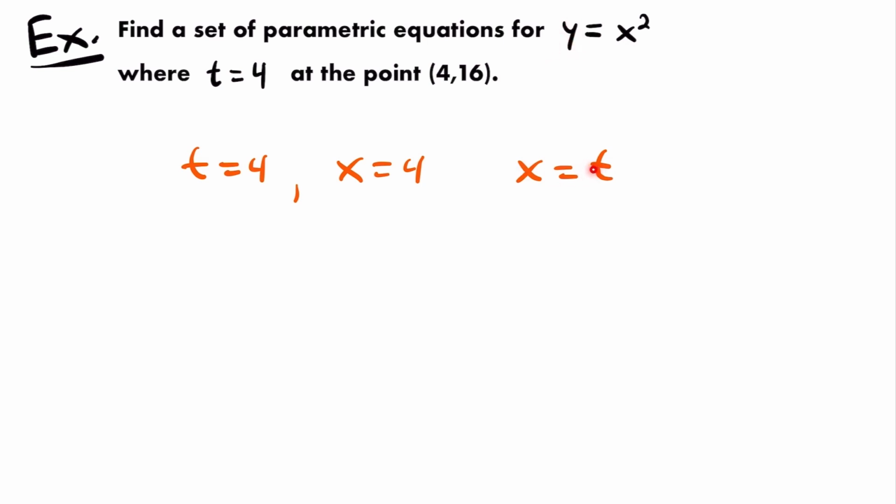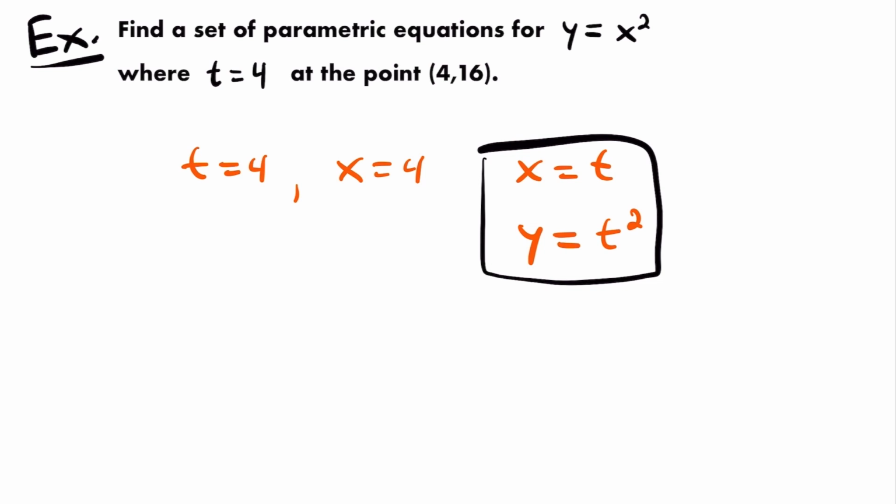If x is equal to t, then x squared will be t squared. And so we'll have y is equal to t squared. And that will be our set of parametric equations. All right, and if we wanted to make sure that we still get this point when t equals 4, we have x equals 4, and y equals 4 squared, which is 16, which is what we have right here.